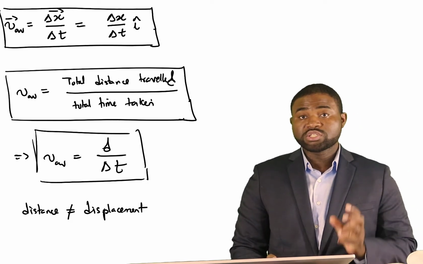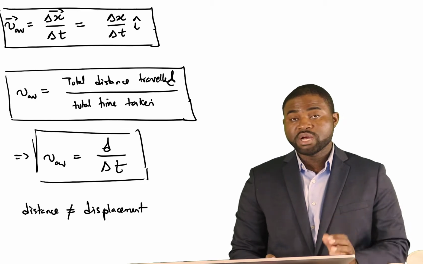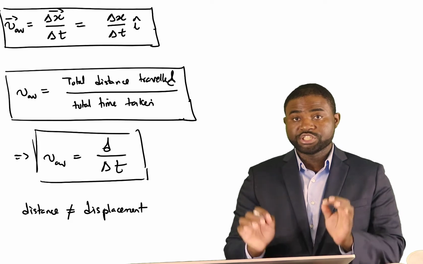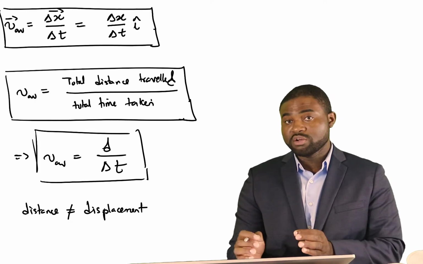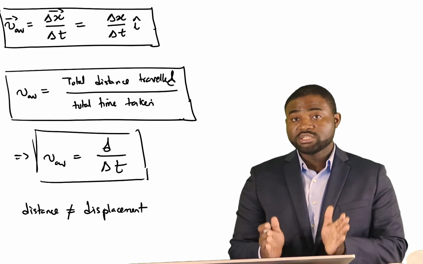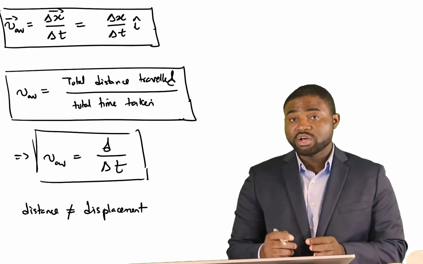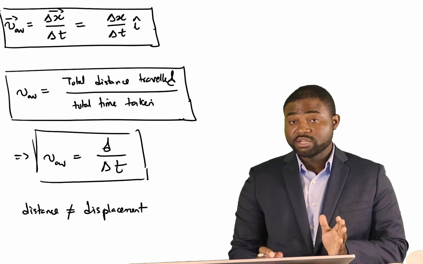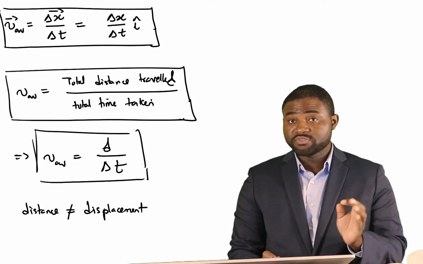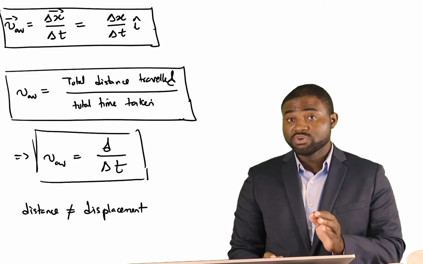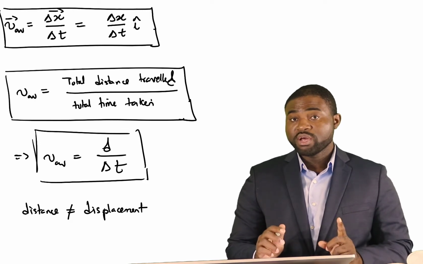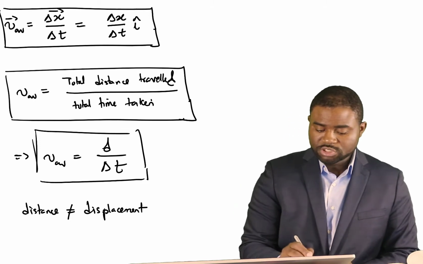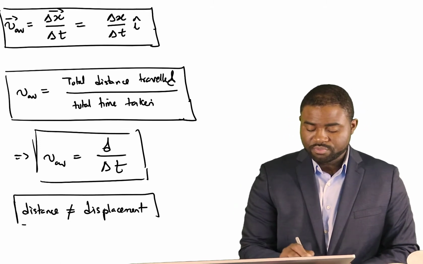Distance is the total length of path traveled, while displacement is the change in the position of an object. This means that the distance traveled by an object is always positive, while the displacement of an object can be negative, positive, or zero, depending on the direction in which the object is moving. It's important you keep this in mind.